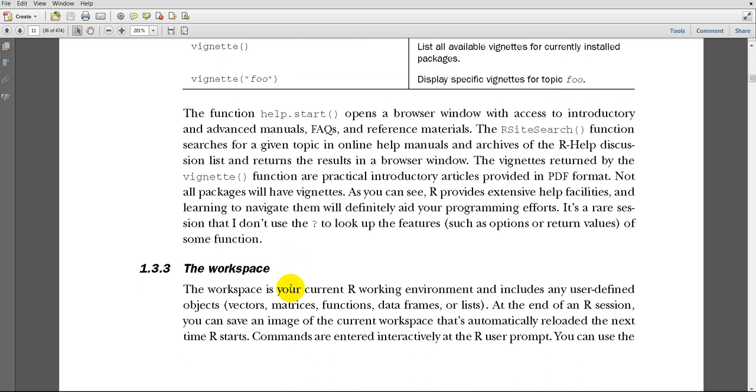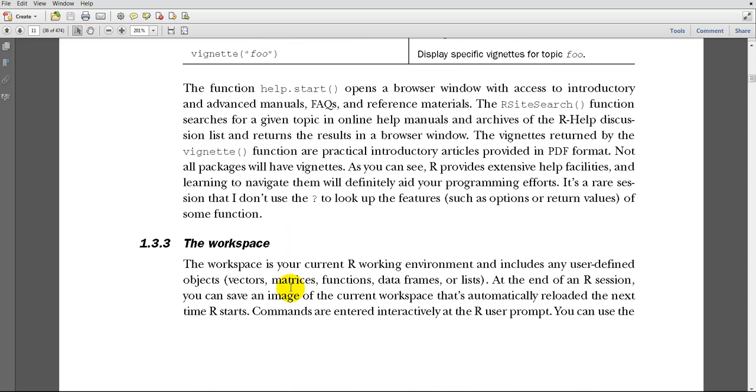Okay, now let's talk about the workspace, which is very important. This is how to manage your sessions so that you can come back to them and see what you were looking at before, and set the directory where you're working and things like that. It's very useful.